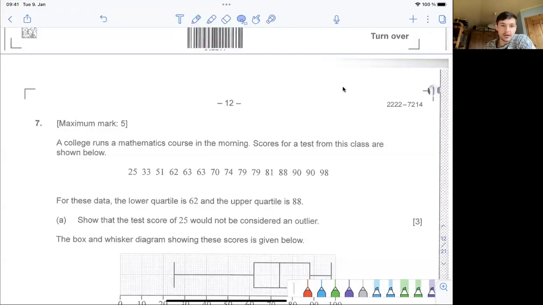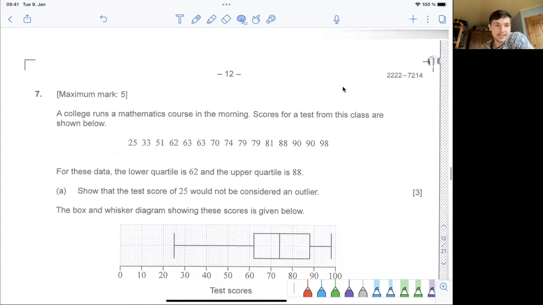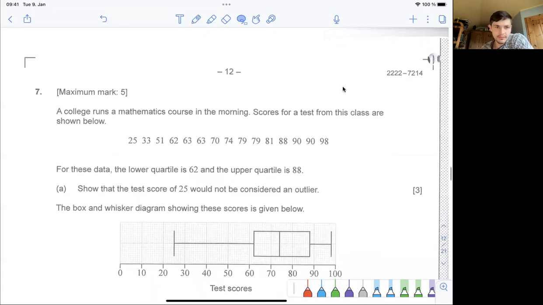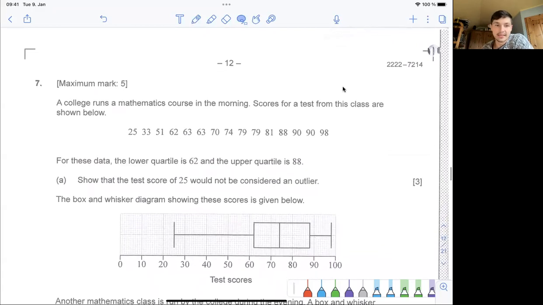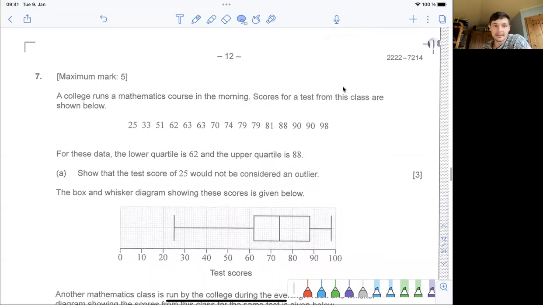Question 7. A college runs a mathematics course in the evening. Scores for a test from this class are shown below. For these data, the lower quartile is 62 and the upper quartile is 88. And part A asks us to show that the test score of 25 would not be considered an outlier.